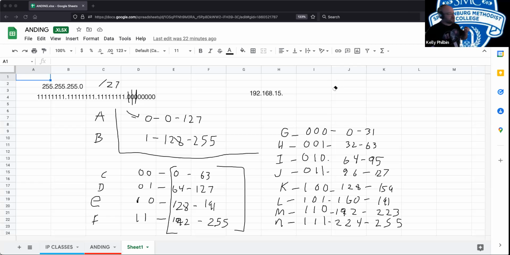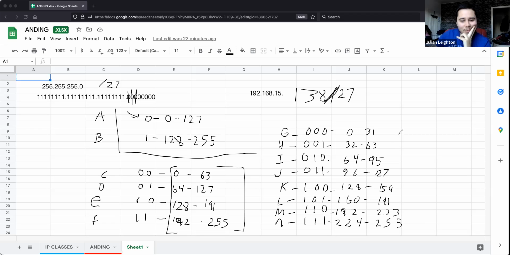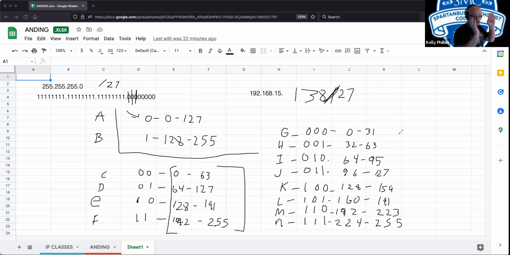All right. So since you volunteered, 138. Wow, I'm way off on that one. 138 slash 27. Which group would you fall under? That is a slash, not a 1. That would be K. K. All right. So this seems pretty easy, right? You're kind of just figuring out which network you fall in, and boom, you're in it, right?